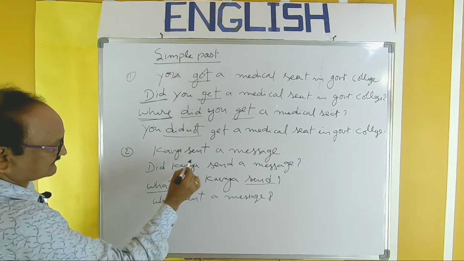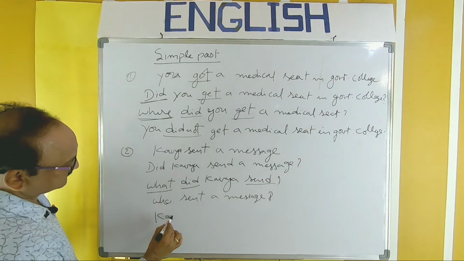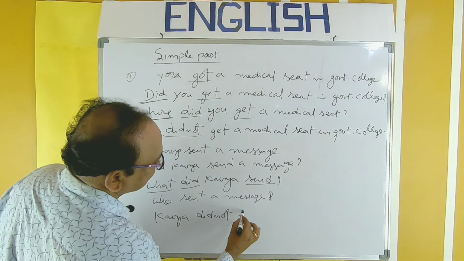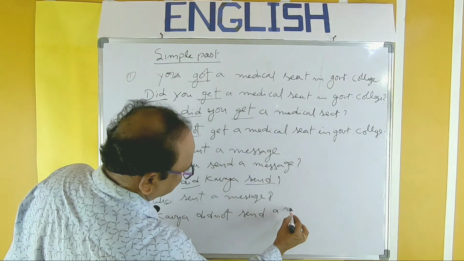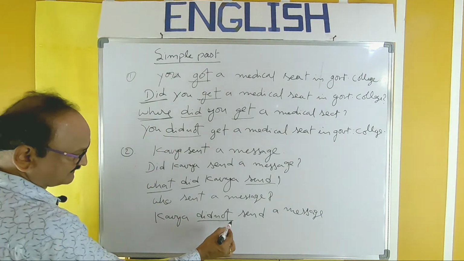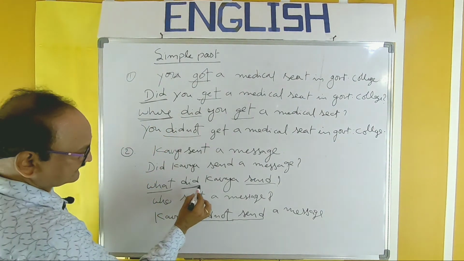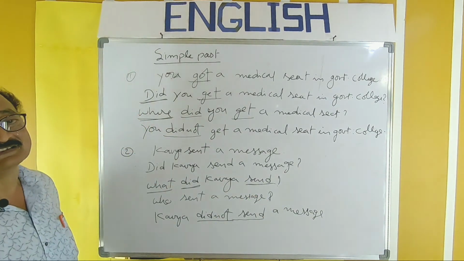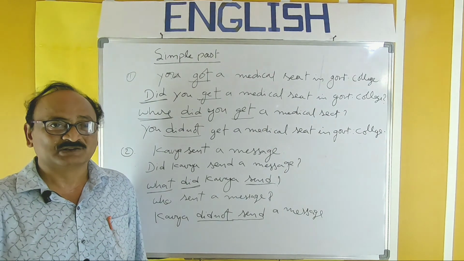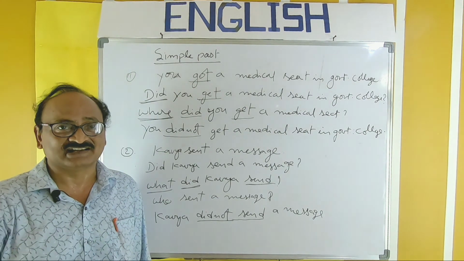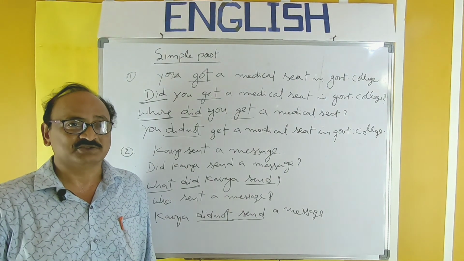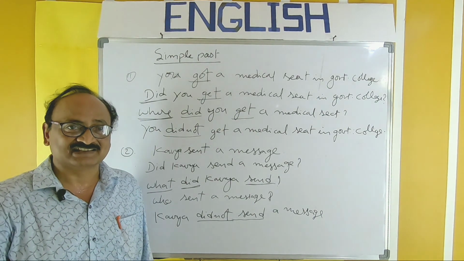And of course, let us take the negative form. Kavya did not send a message. So, did not send. Remember, did plus send. So, this is the interrogative form and negative form of the simple past. This comes to an end. The structural aspects come to an end, and we will take up the usage part in the next video.